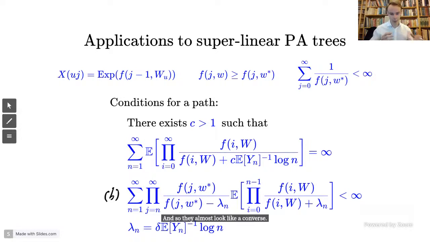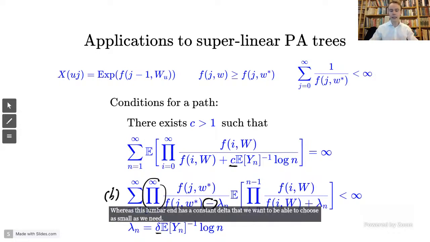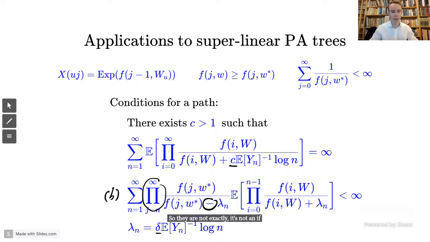We still have an infinite product, but here this infinite product has been taken out of the expected value, and here we have a minus rather than a plus. And here we have a term with a constant c larger than 1, whereas this lambda n has a constant delta that we want to be able to choose as small as we need. So it's not an if and only if situation here. We haven't been able to exactly prove that, but it shows that these sufficient conditions for a star and a path are actually quite close, and that the gap in which you would not be able to say anything about a model is not so large.